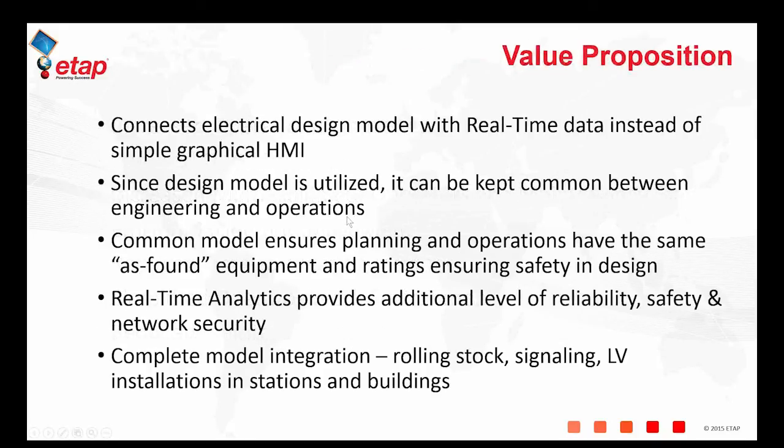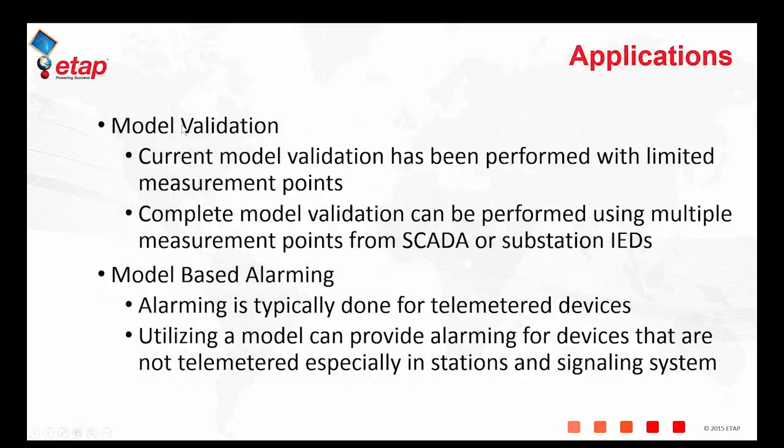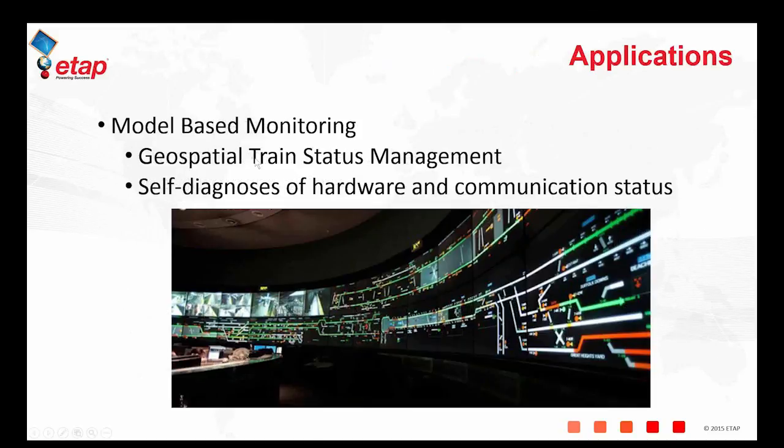So when we are bringing real-time data in, what we are doing is things like model validation. You can utilize the real-time data to further validate the results that are coming from the simulation program. You can use model-based alarming. So in areas of the system where you don't have measurement, you can still alarm components that are being overstressed. You can do model-based monitoring, so you can get a geospatial status as well as the electrical status of the train together in one system.